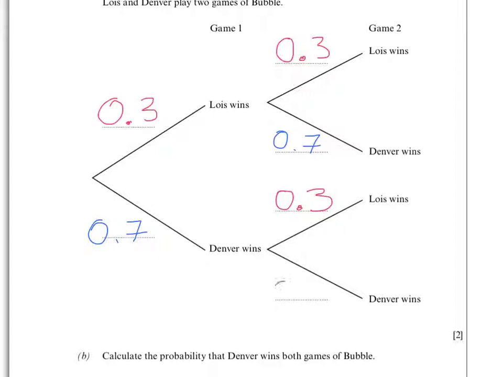Now what I like to do with these questions is, in this part at the end, I like to just write my final probability of my outcomes. So the first one is Lois winning and Lois winning. So that is 2 W's for Lois, or in this case, because we've got Lois and Denver playing, we might decide to use 2 L's.